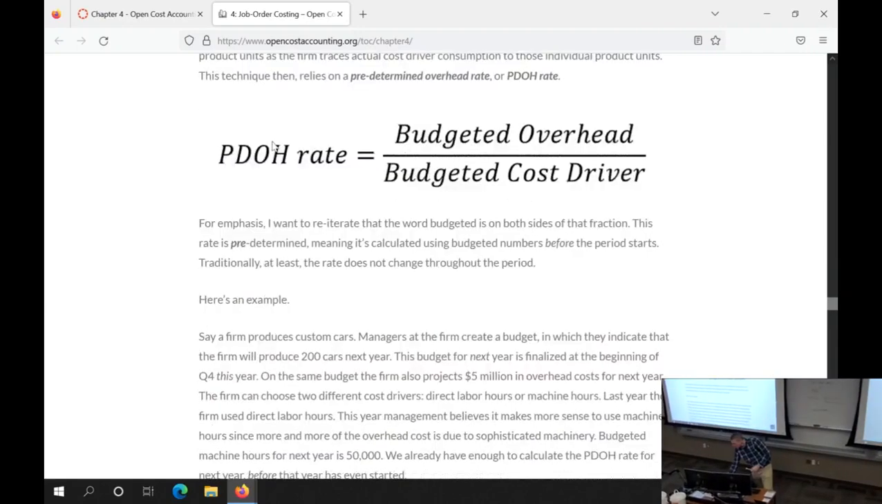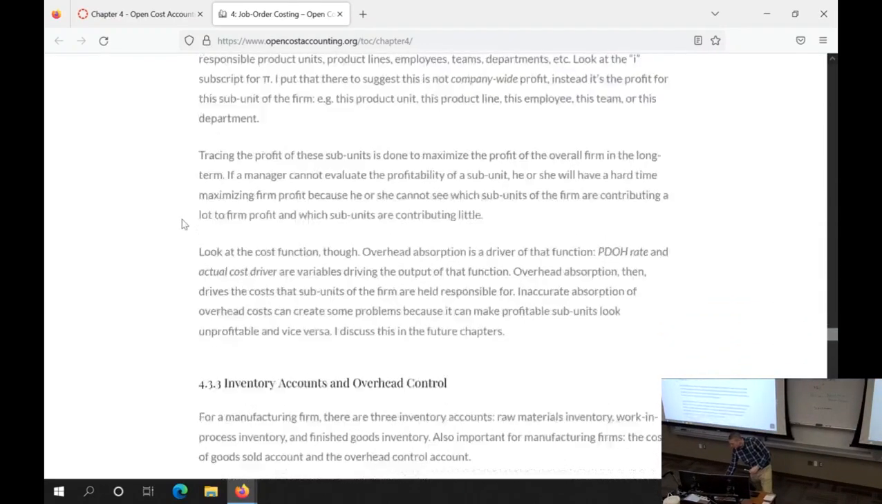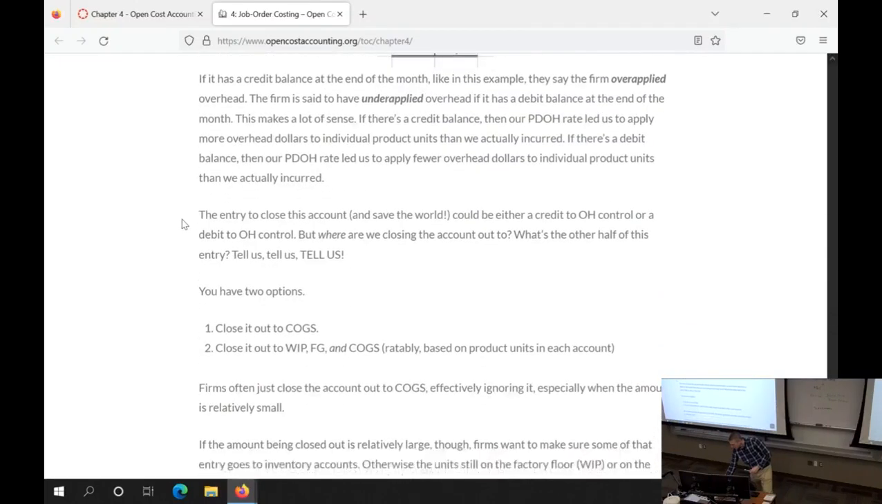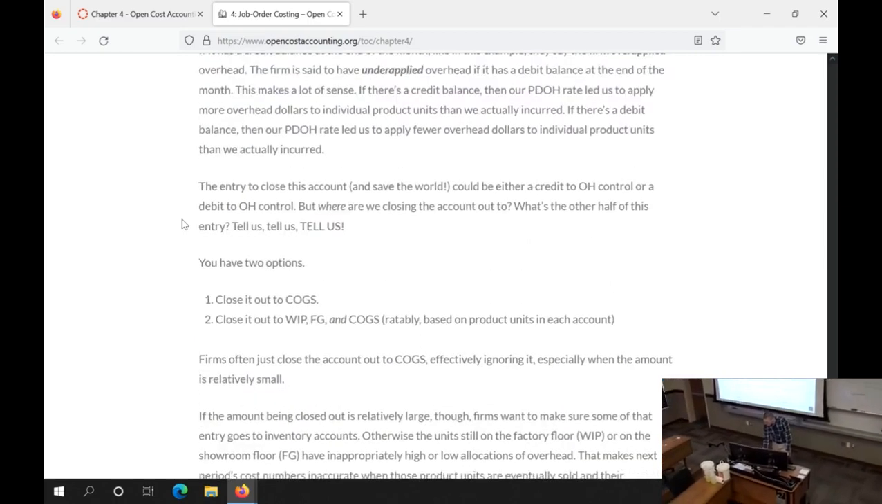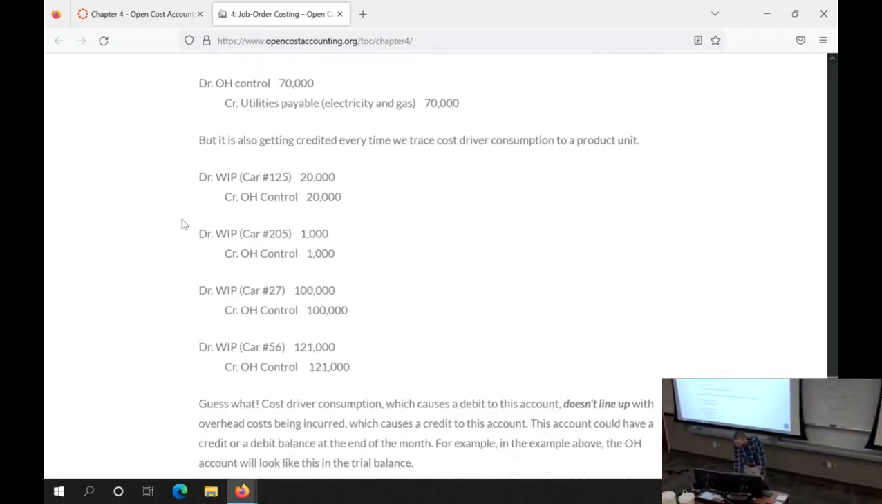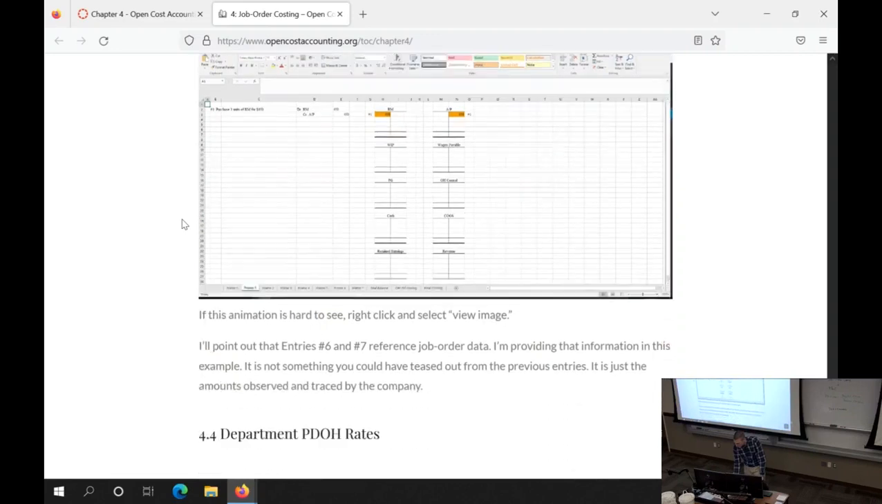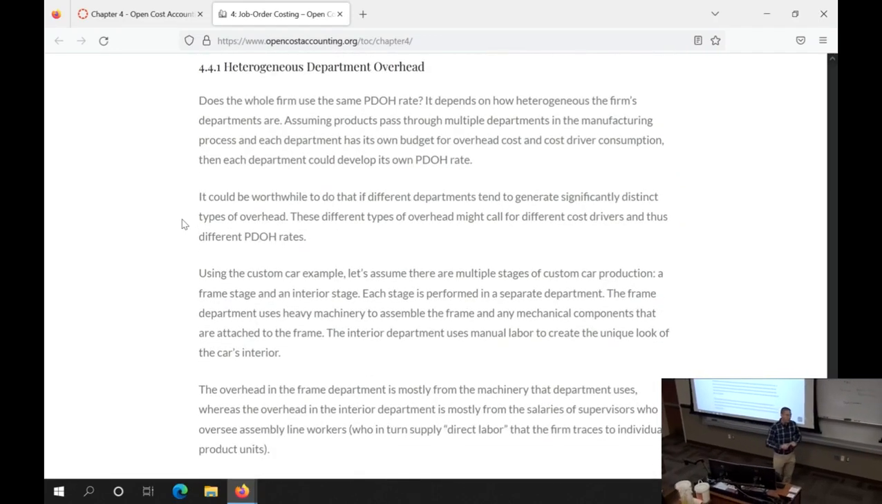All right, there's the equation right here. There will come a time later in the semester when it might be useful for you at least to review the idea of this overhead control account in chapter 4. We're not directly touching on it too much.